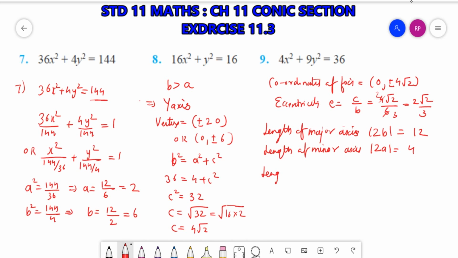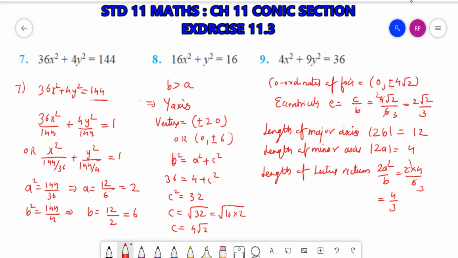Length of latus rectum. Now see here, in this case, as the y-axis is the major axis, it will be 2a square by b. There will be 2 into a square, 2 square, that is 4 upon 6. So this will be equal to 4 by 3. Clear? So this was about question number 7.